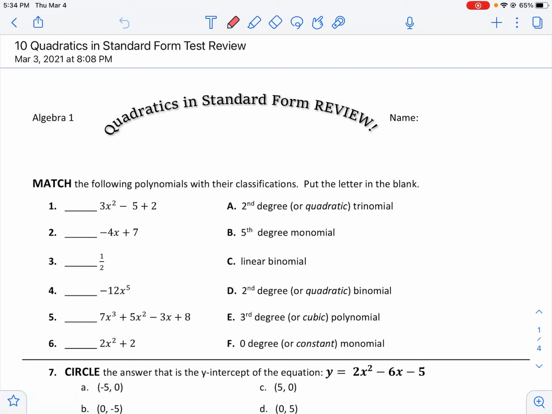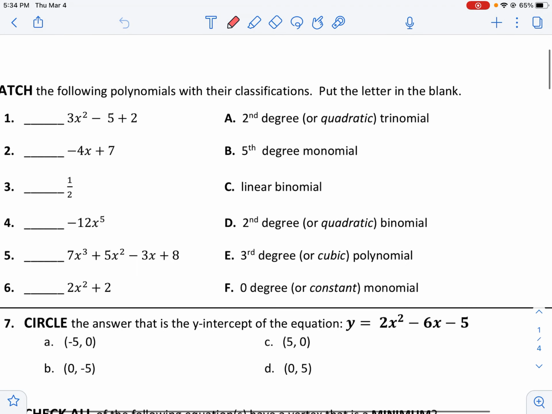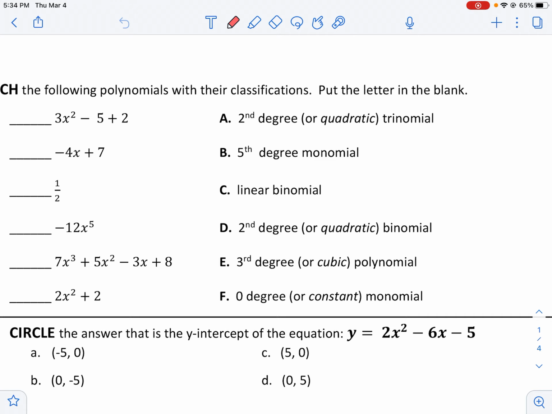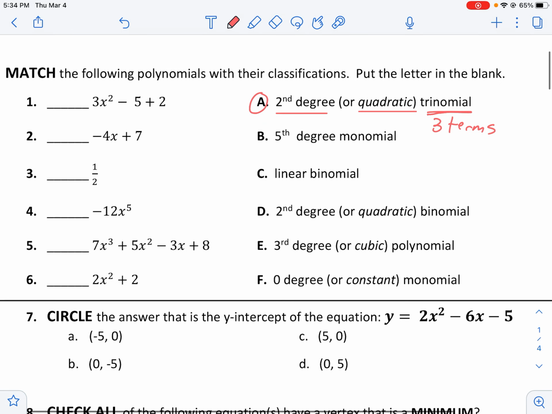Alright, so here's the video key for the test review. It says match the following polynomials with their classifications. So the first one, A, says we're looking for a second degree or quadratic trinomial. Trinomial is talking about three terms, right? So we're looking for the highest degree of 2 with 3 terms in it. Well, there's only one with 3 terms, and it's right here. It does have a highest degree of 2, so that would be A.